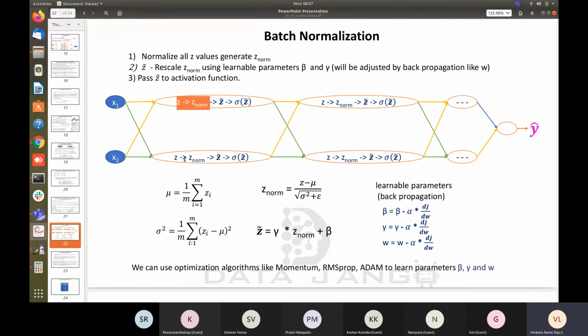So I passed 32 records here, X1, X2, 32 records I passed. So I'll get 32 Z's, and here also I'll get 32 Z's. I can normalize the data. What is normalization? Z norm is standard normalization, standard scaling. Z score calculation: Z minus mu divided by square root of sigma square plus epsilon.